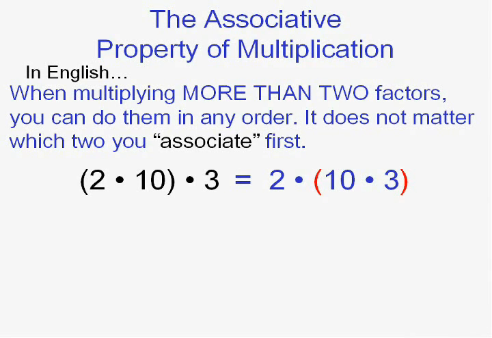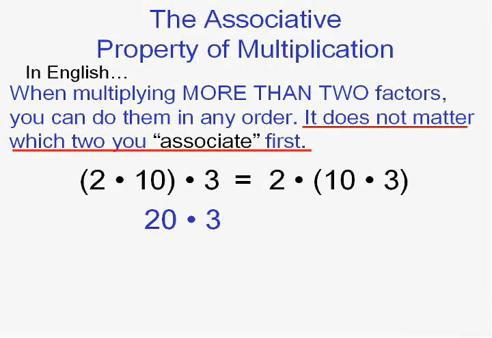On the left side, I multiply the 2 and the 10 first. I'm associating a different thing now, 2 and the 10, and getting 20. On the right side, I'll associate the 10 and the 3. But look at both sides. 20 times 3, 60, will be the same as 2 times 30, 60. So it really didn't matter which 2 I did first. And note, I didn't change the order of the terms. It's still 2, 10, and 3 on both sides. It's the order that I executed the multiplication.